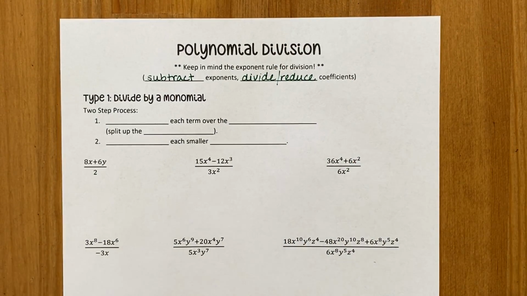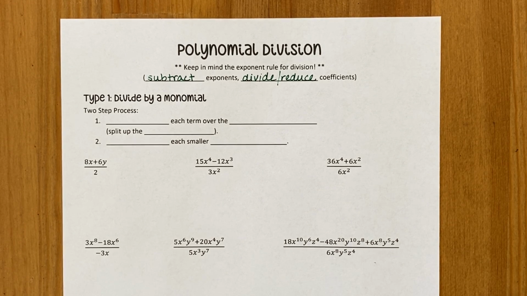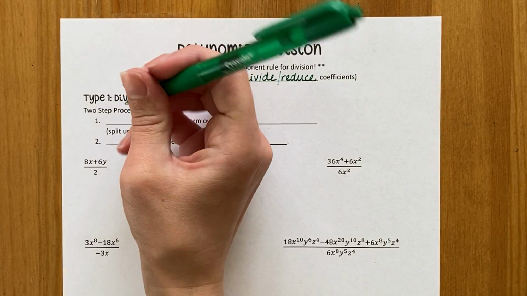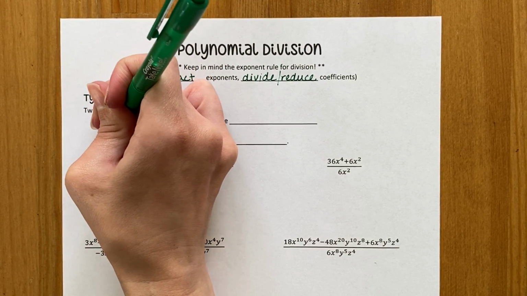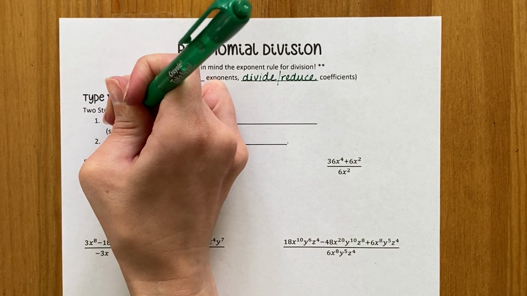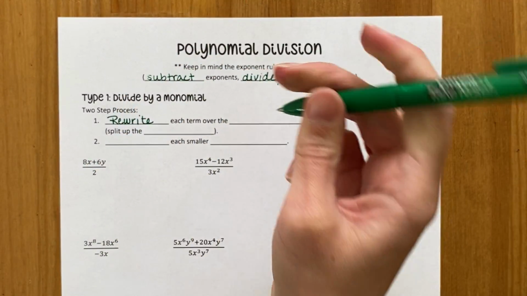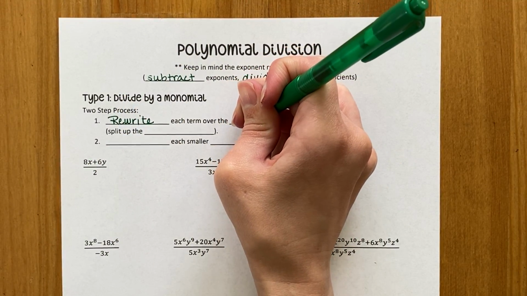With polynomial division, most of what we're going to be able to do is actually going to divide. We typically won't have fractions left over in our final answer. For division by a monomial, which is the primary thing that we work with here in Algebra 1, it's a two-step process. And even step 1 is something that you're probably going to eventually skip. And that's to rewrite each term over the denominator.